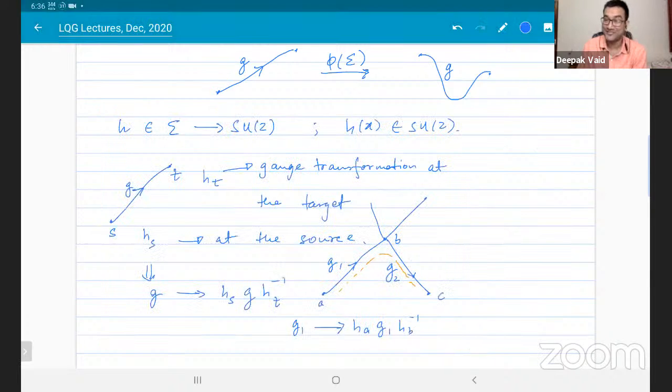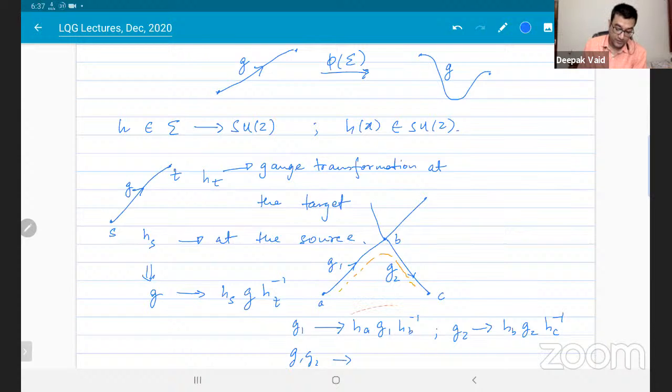Performing a gauge transformation on my notes, a diffeomorphism to be more precise. So G1 will go to this, and G2 will go to HB, G2, HC inverse. So if I ask what happens to the holonomy along the union of these two edges, that is G1, G2, or G2, G1. Again, I'll just write it as G2, G1.